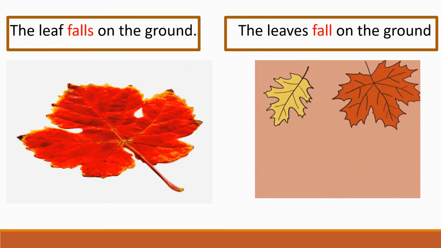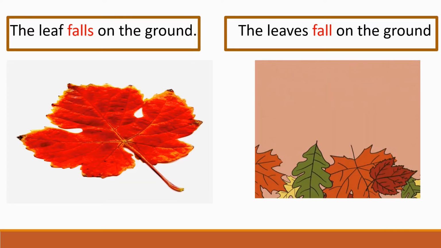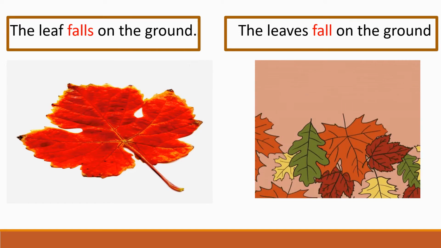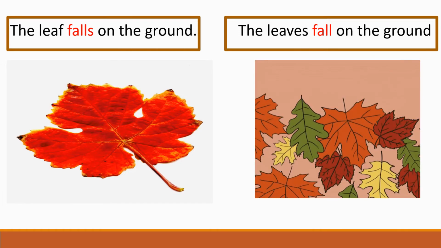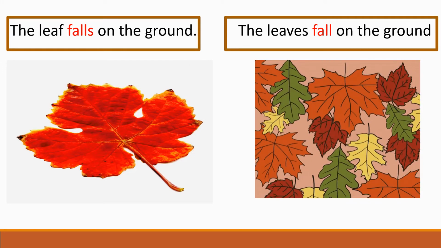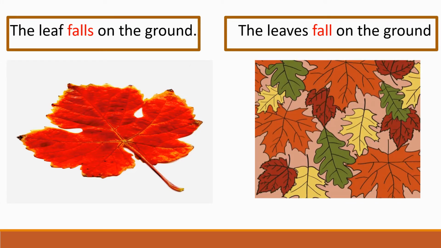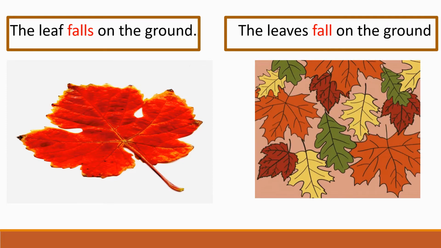Now let's see the next one. The leaves fall on the ground. So student, here leaves. L-E-A-V-E-S. Leaves means more than one leaf. So student, if the noun is in plural form, then we don't have to add s to the verb. Have you understood student?